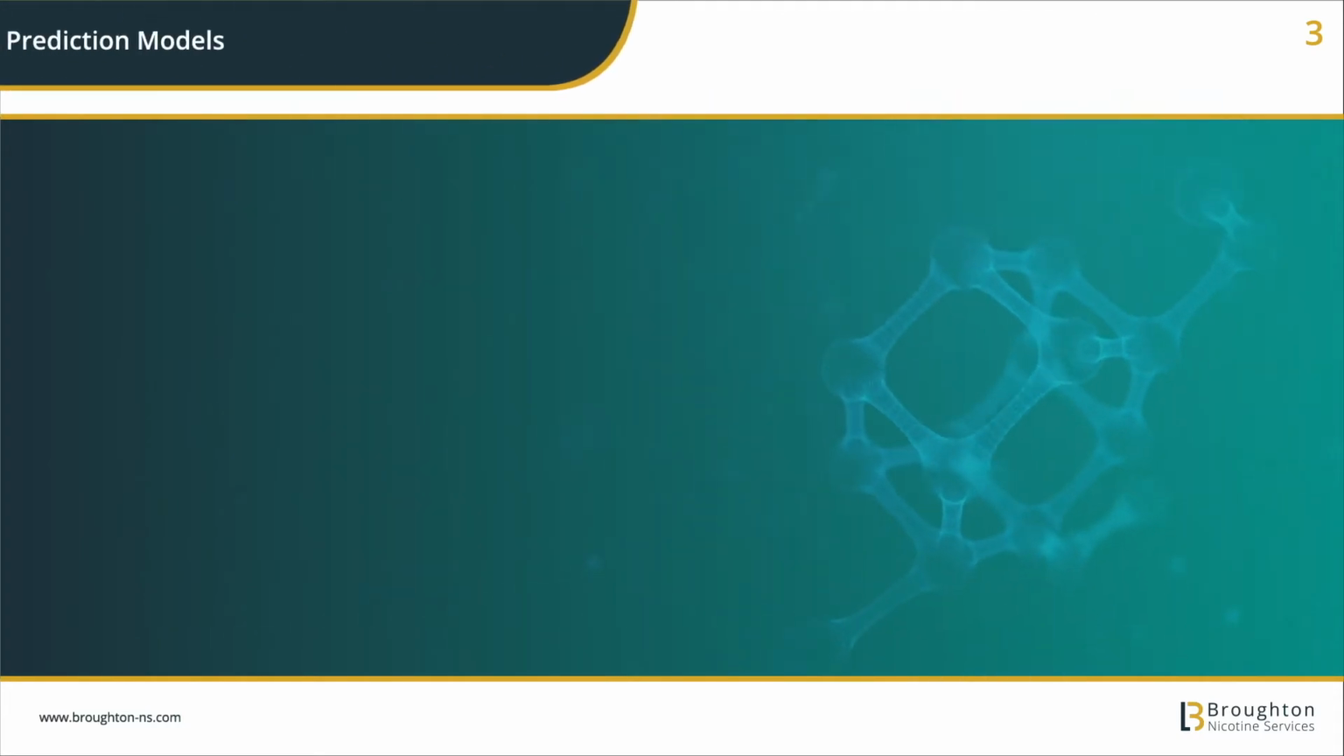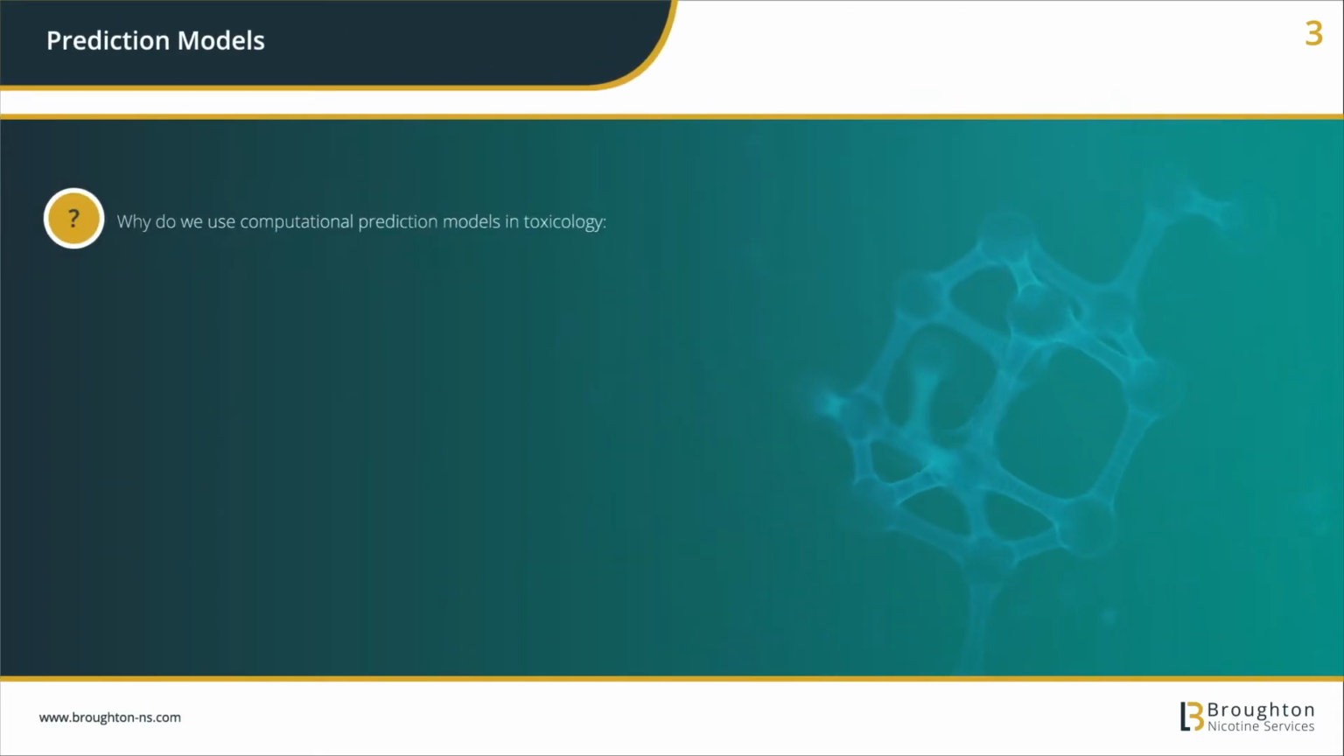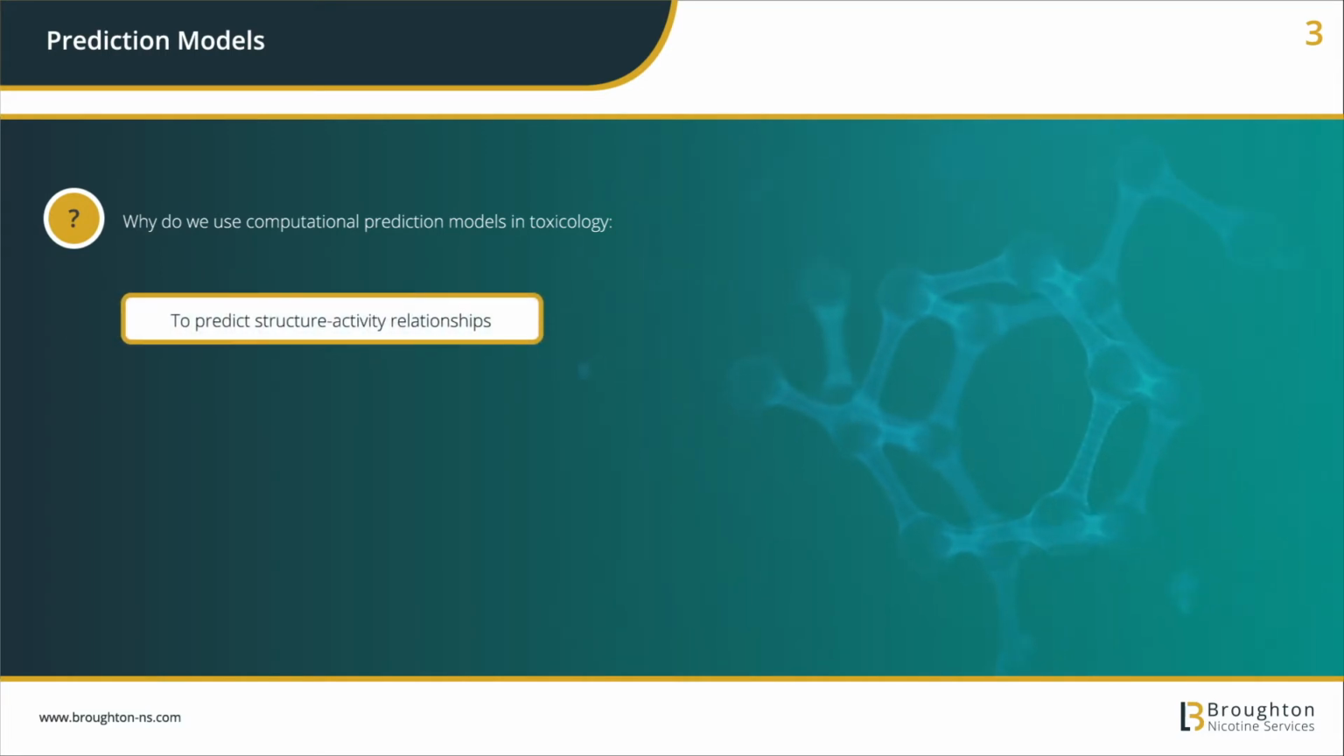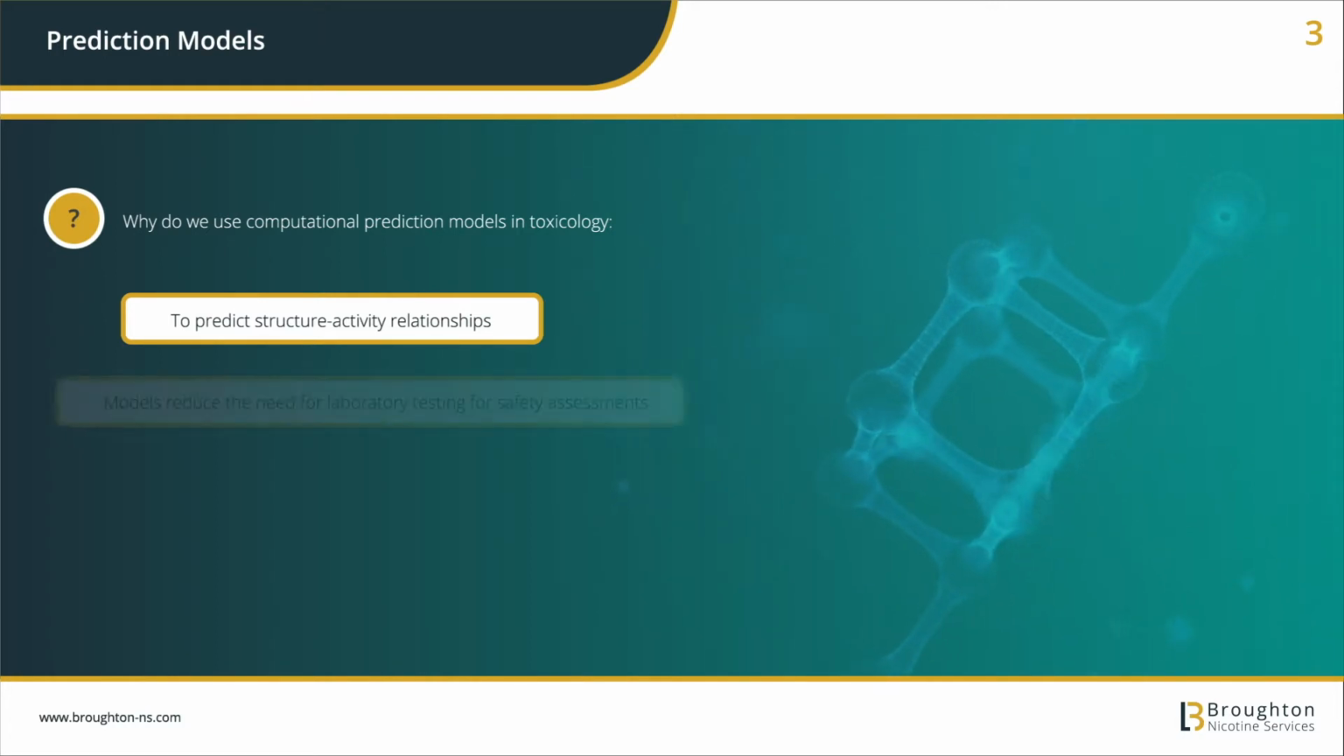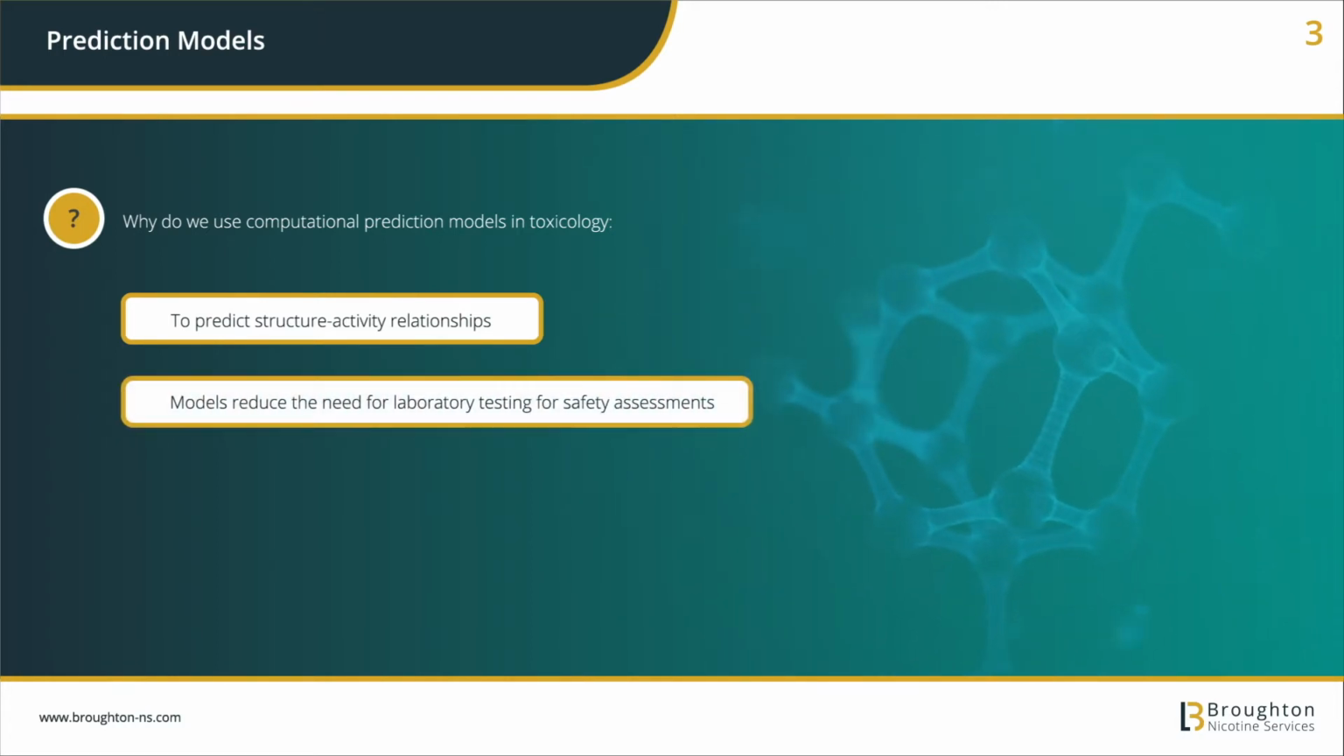Why do we use computational models in toxicology? Structure-activity reactions can be studied in a laboratory where a chemical is tested under specific conditions. In some cases, however, these experiments can be costly. Computational models have been developed to fill this gap.